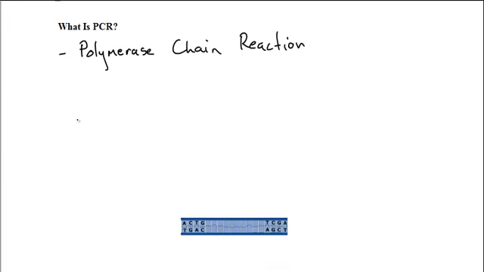PCR stands for polymerase chain reaction. And this is a technique that is used to make copies of DNA in a lab.